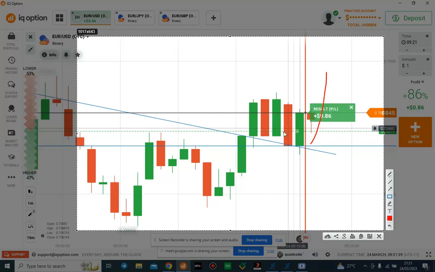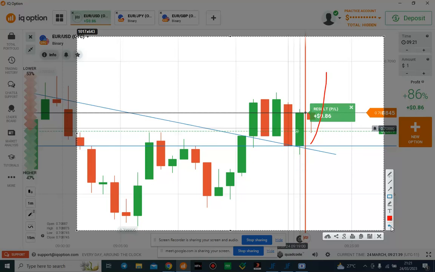There's something that usually happens. A red candle closes here, below the horizontal line and the trend line. Then the next candle gaps up. So what do you think is going to happen? The market will form a red candle, because it gaps and opens above the level, then it's going to form a red candle.